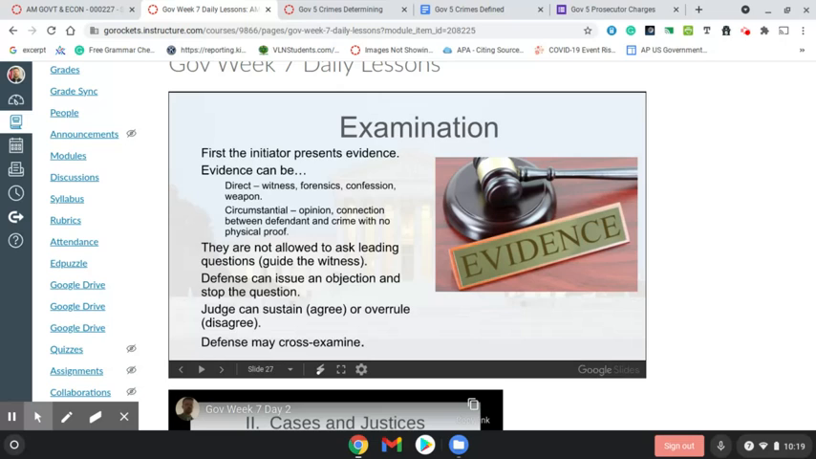And both sides are allowed to cross-examine the other person's witnesses. So the prosecutor brings up a witness for them. After they're done, the defense is allowed to cross-examine or ask them questions as well. That, of course, is included in the Sixth Amendment.